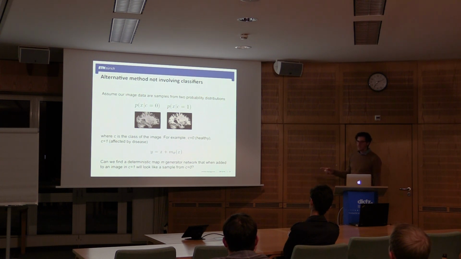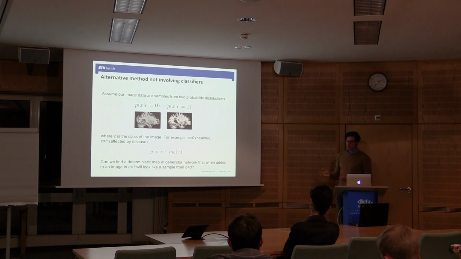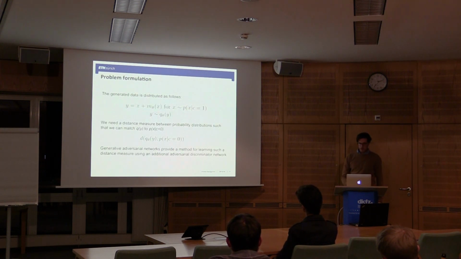So we pose the problem in the following way. We say, can we find a deterministic function, M, that if we add it to an image of the diseased class, will make the image look like an image from the healthy class? And this map will in some way contain the difference that distinguishes this image from a healthy image. So it will contain the disease effects.